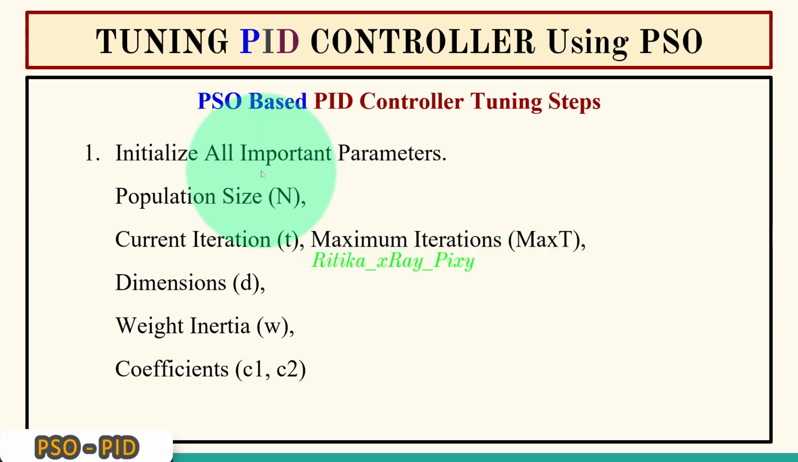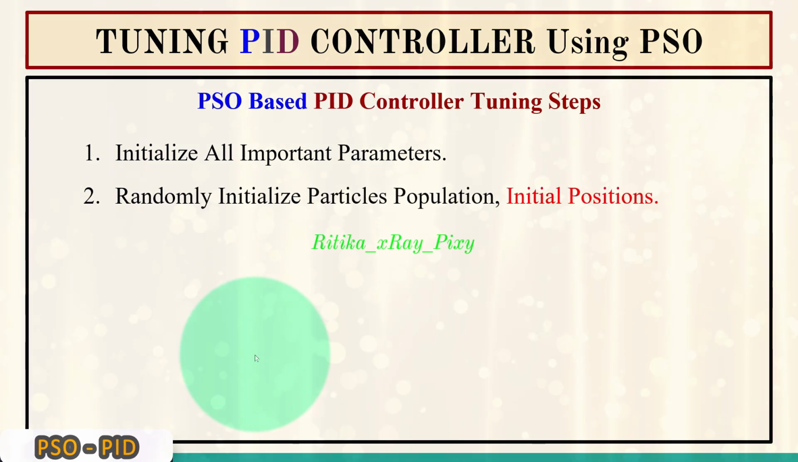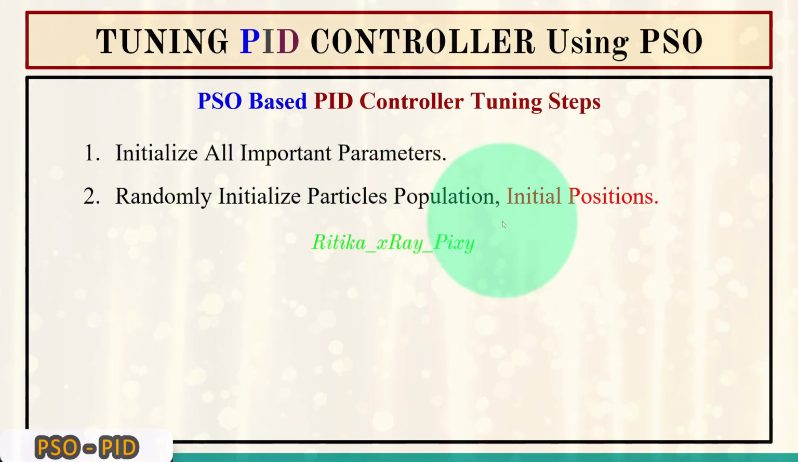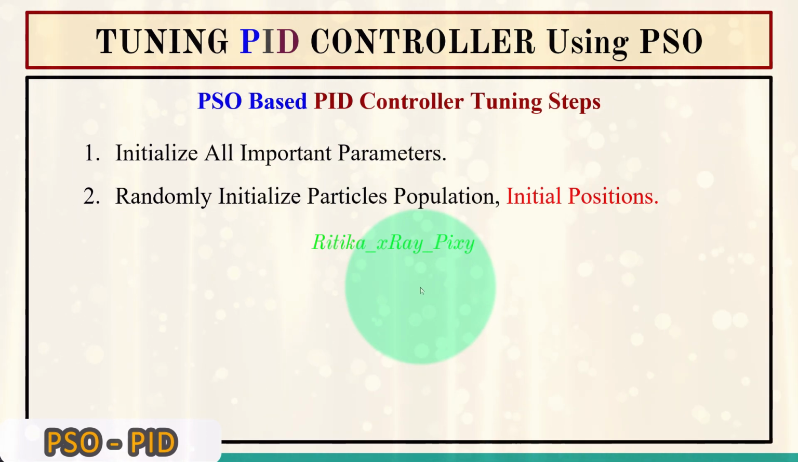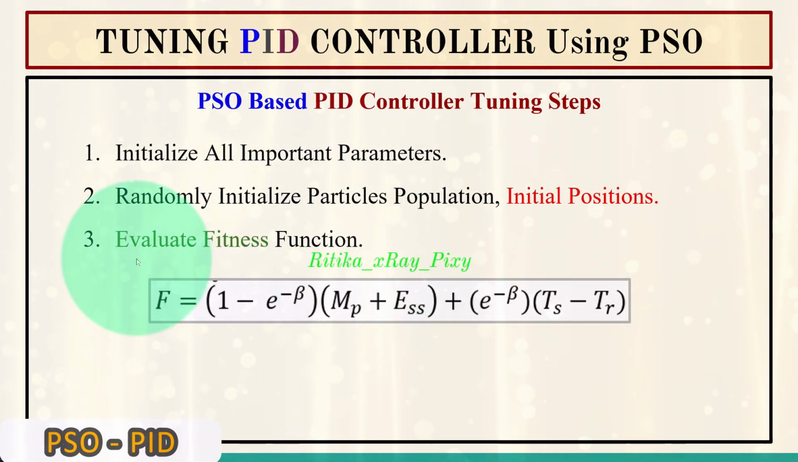So here you can see the first step. The first step is to initialize important parameters. For example, you can see we have different parameters: population size, that is the total number of particles in the current population, current iteration, maximum iteration, dimension, or you can say the design variables, inertia weight, and coefficients. We have the PSO parameters. Then we will randomly initialize the particles' initial positions in the search space. After that, here we will define the objective function. So declare your objective function.